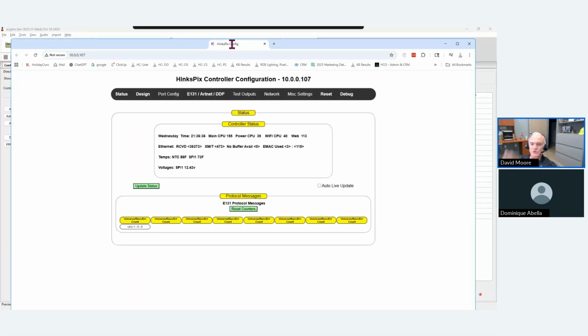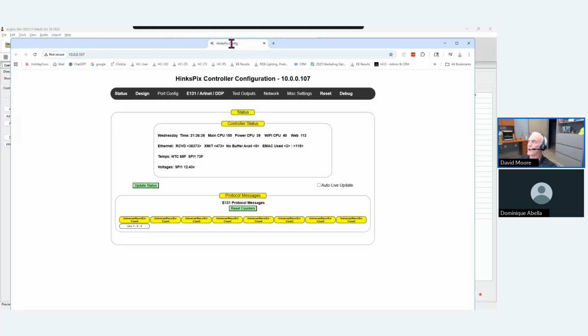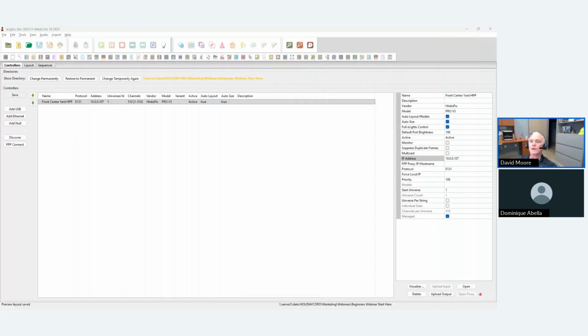That indicates the network's all set up. I have not talked about this as a setup for networking. Networking is a whole different thing. We have videos on how to get the controller hooked up to your PC. That's a different thing. Okay, so we're good.